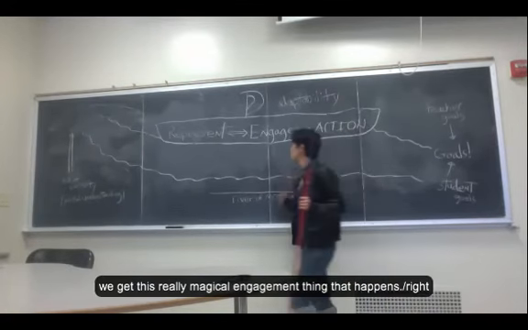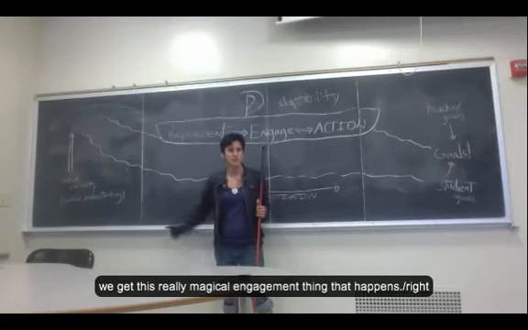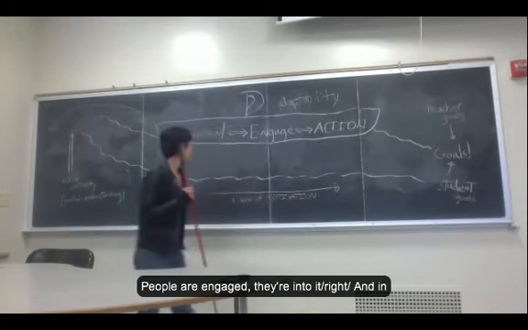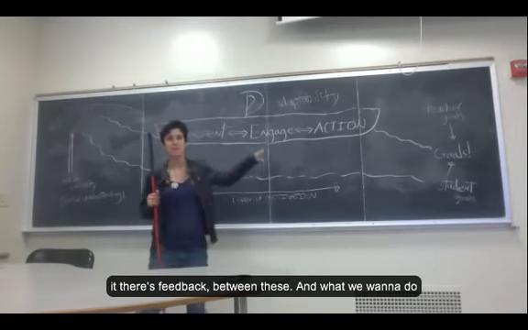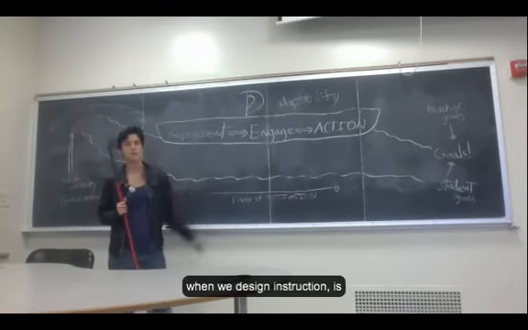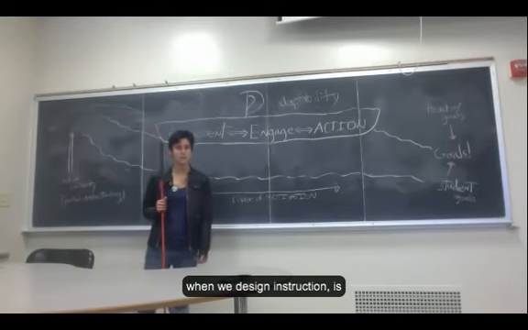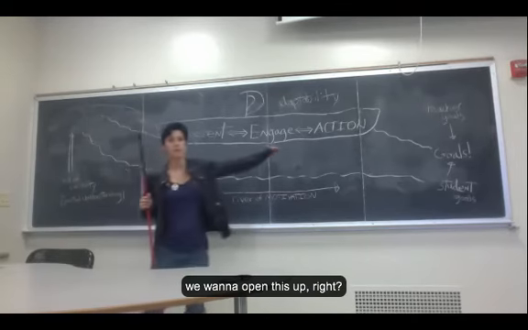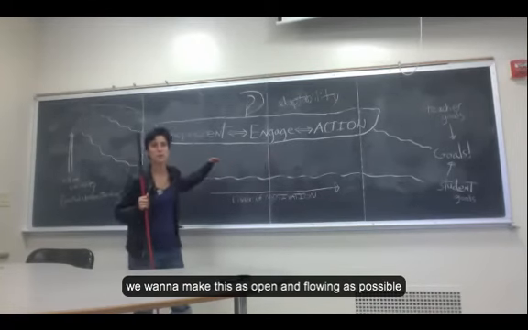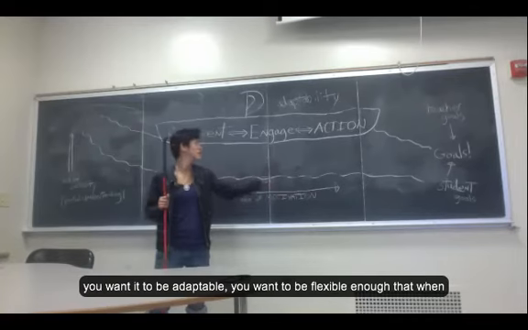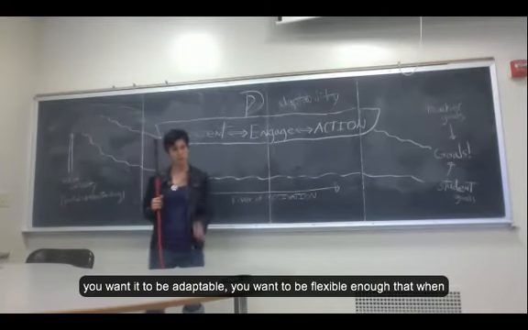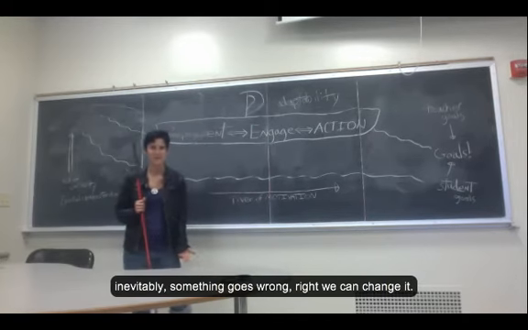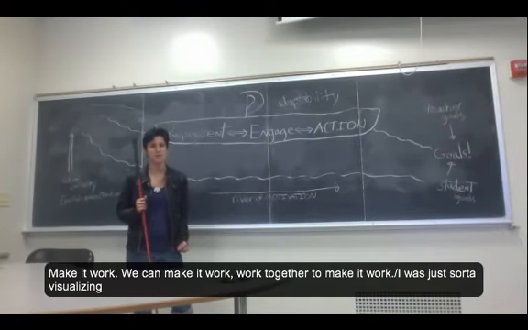But in between that, we get this really magical engagement thing that happens. People are engaged, they're into it. And there's feedback between these. And what we want to do when we design instruction is we want to open this up, right? We want to make this as open and flowing as possible. And we want it to be adaptable, right? We want it to be flexible enough that when inevitably something goes wrong, we can change it to make it work. We can work together to make it work.